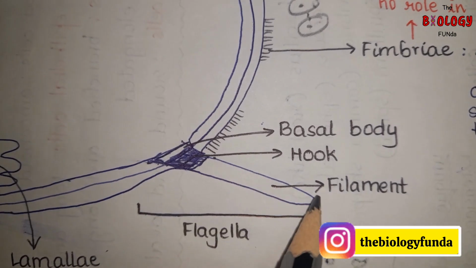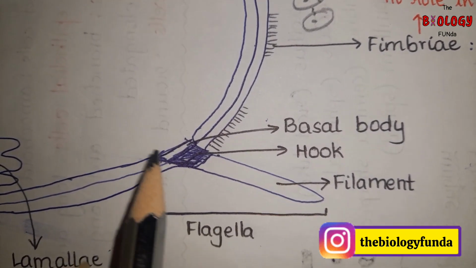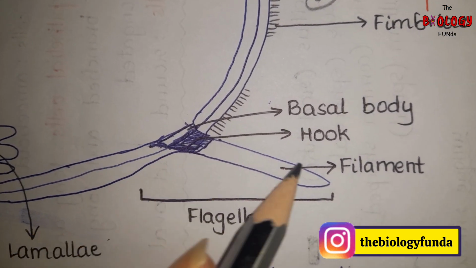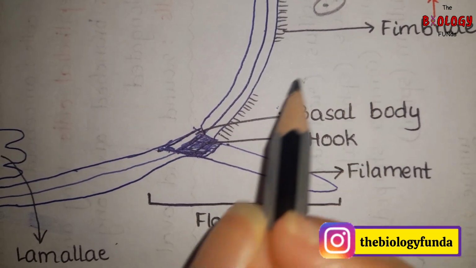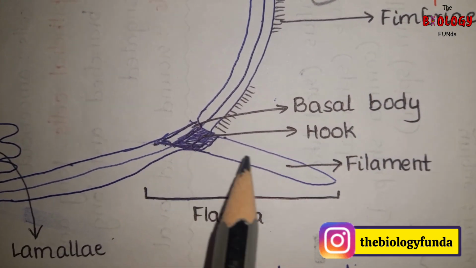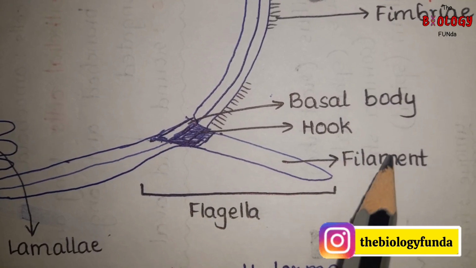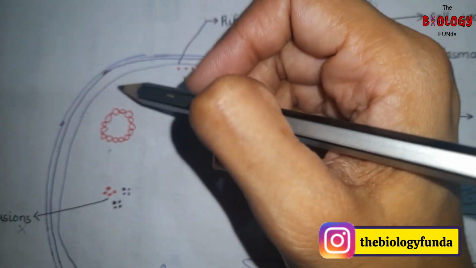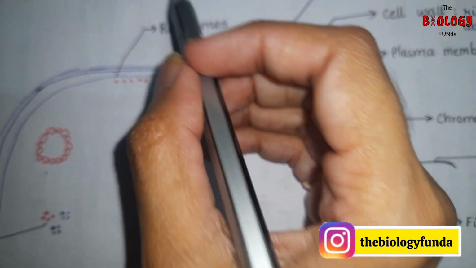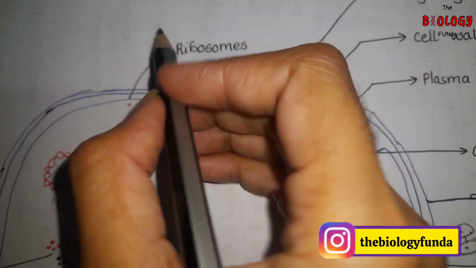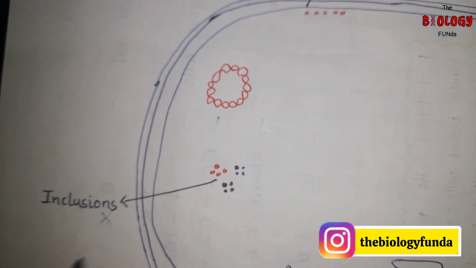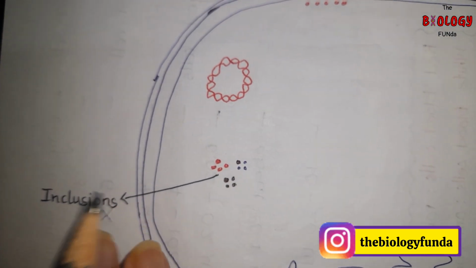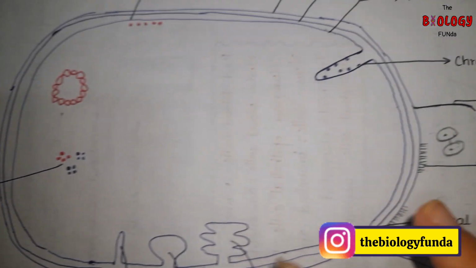Like this is a flagella, which is an extension of the plasma membrane, an outgrowth of the plasma membrane, and it is made up of three parts: basal body, hook, this is hook, and the last part is the filament. Beside that there are plasmids, ribosome, which is 70S, that we will learn further. Then there are some inclusions which are unique characteristic of prokaryotic cells.